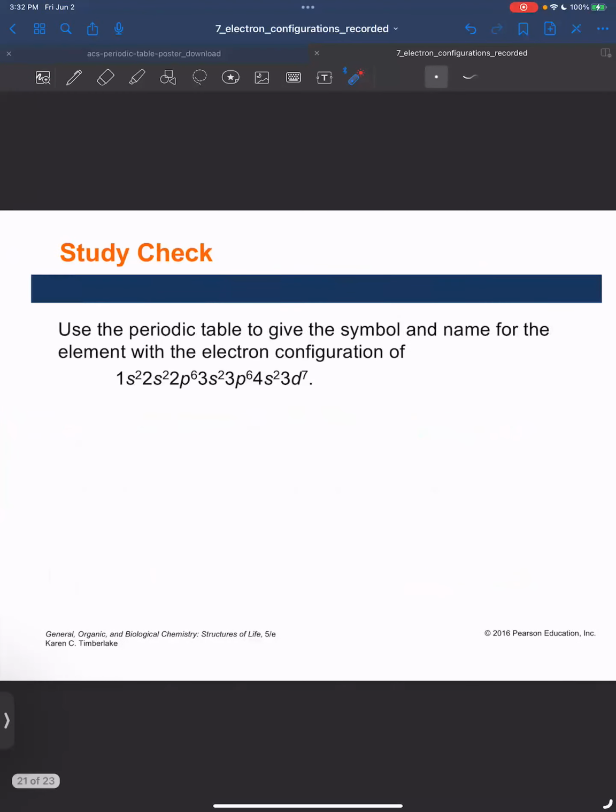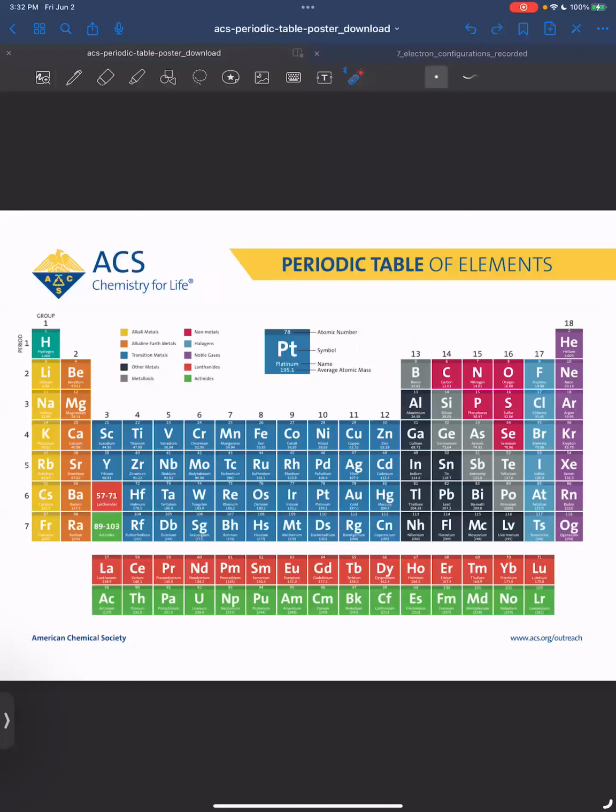All right, go ahead and pause the video, try the study check on your own, and then check your work with me. All right, let's use the periodic table to give the symbol and the name for the element with the electron configuration. So remember, electron configuration is like the element's address. And so you not only will be able to determine electron configuration of an element, but you can also use the electron configuration to identify the element. So if we're looking for 1s2, 2s2, 2p6, 3s2, 3p6, 4s2, 3d7. So we're going to take the electron configuration and walk along the periodic table together.